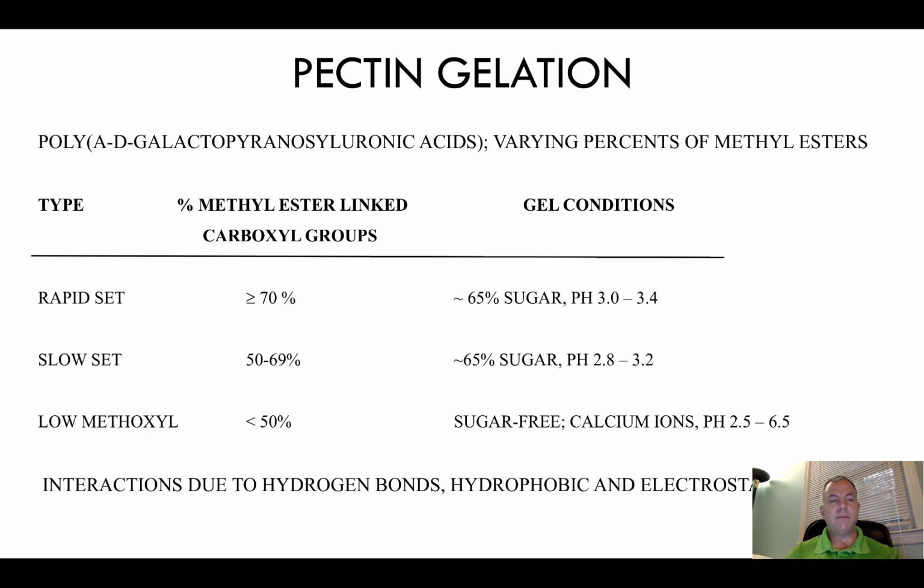We want percent methyl esters with carboxyl groups about 70% or greater than 70%, versus slow set, which we want about 50%. The idea with these is that we want lots of sugar, and the sugar is really designed to bind water, as we know sugar can do, based on our colligative properties discussion.